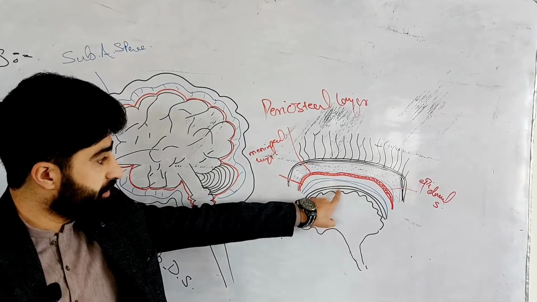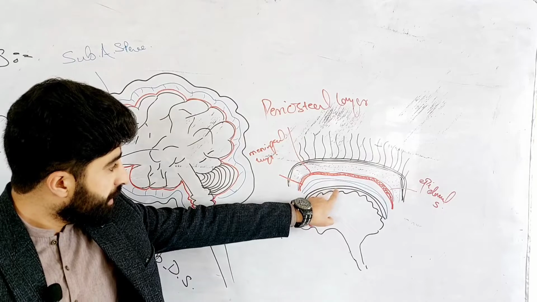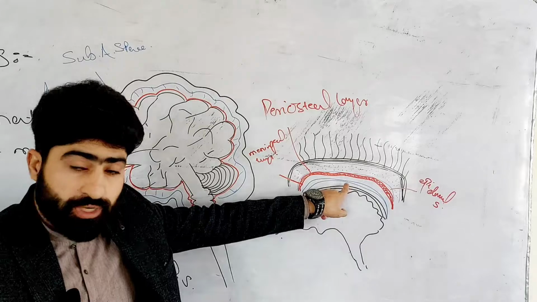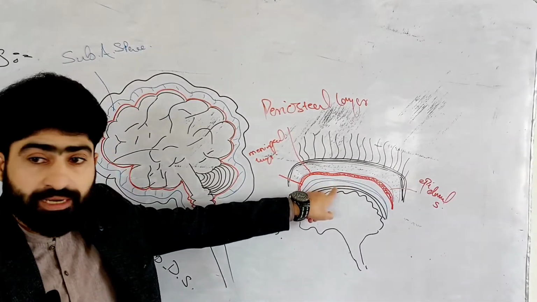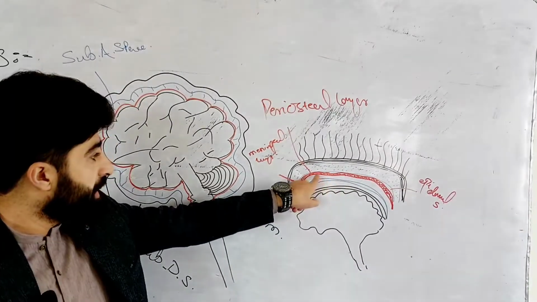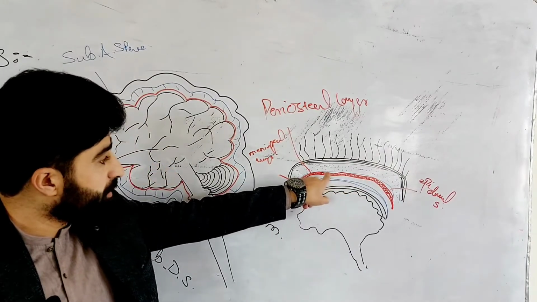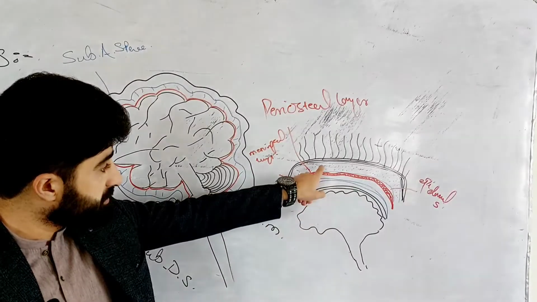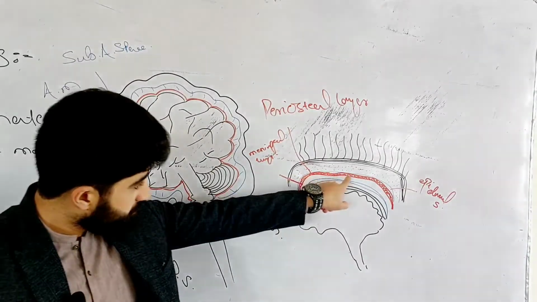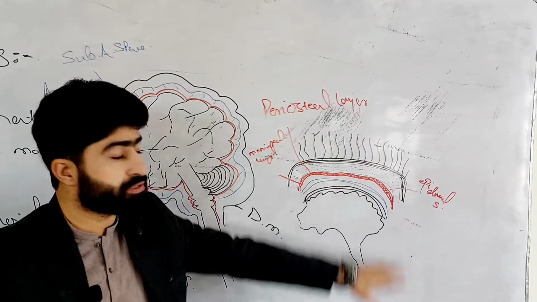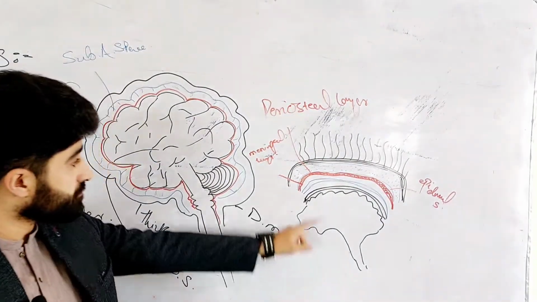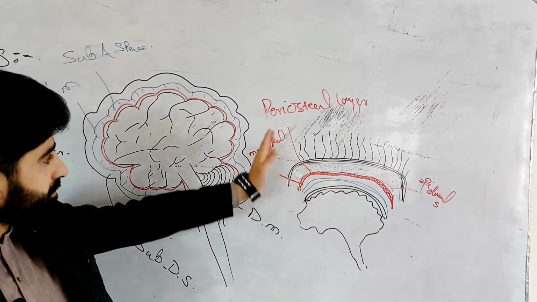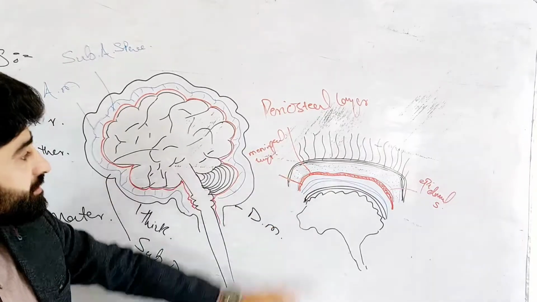The first layer, very thin layer, is the pia mater, and the second layer is the arachnoid mater, and the space in between arachnoid mater and pia mater is the subarachnoid space, and this layer is the dura mater, and the space in between dura mater and arachnoid mater is the subdural space, and the space in between the bone and the dura mater is called the epidural space. Okay. The epidural space has two margins, the periosteal and the meningeal layer.